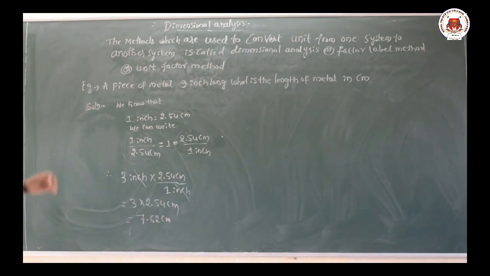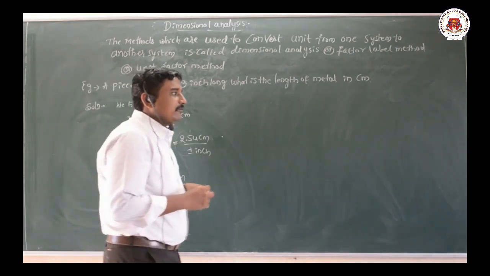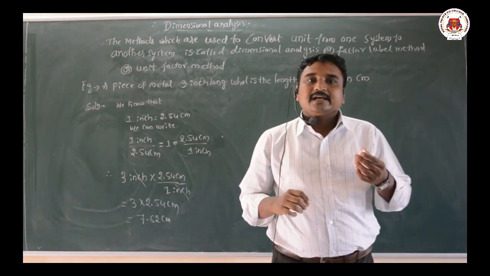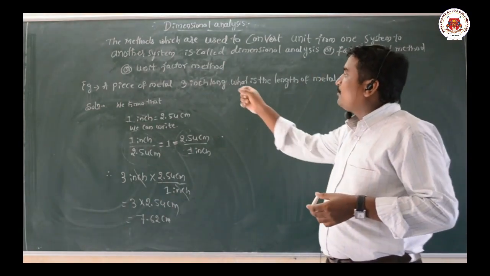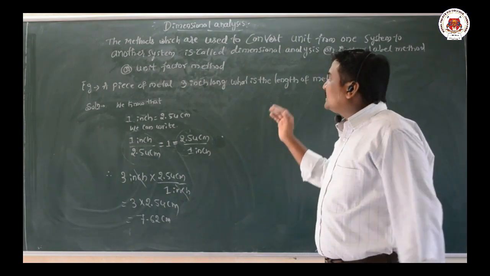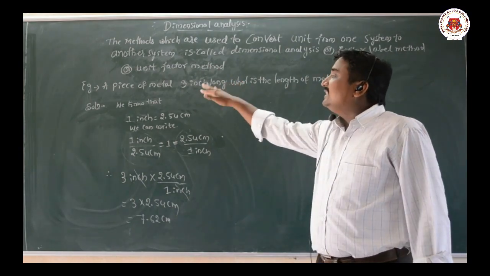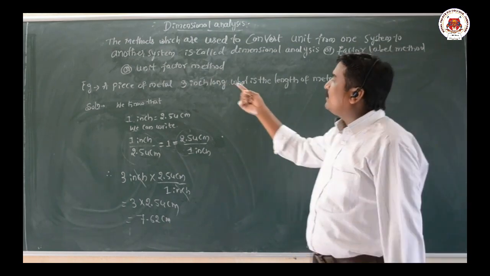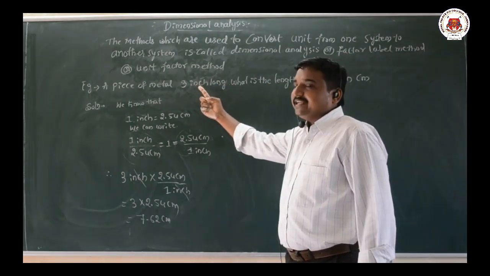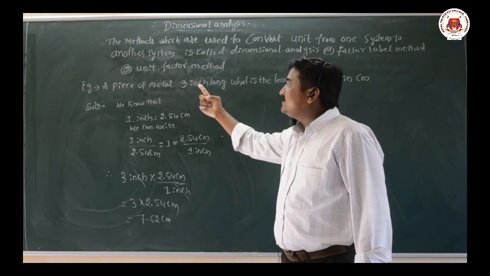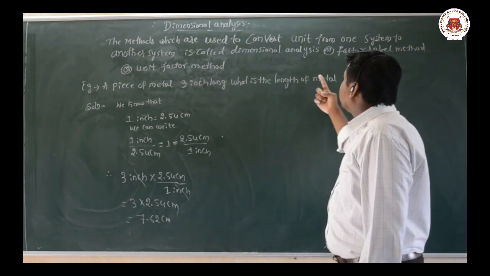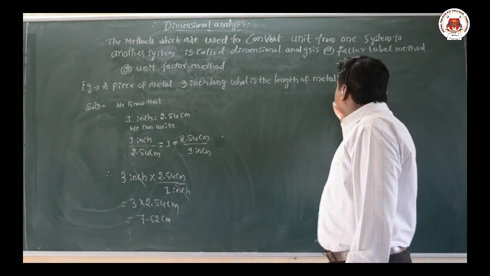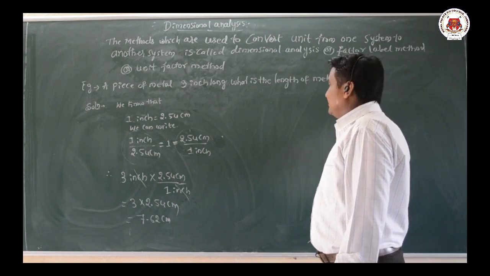7.62 centimeter. So here they are given the length of the metal in terms of what here? Inches, and they asked to convert what here? The length of the metal in centimeter. So here we are going to convert the unit that is given in the form of inch, that is converted to the length of the metal in centimeter.